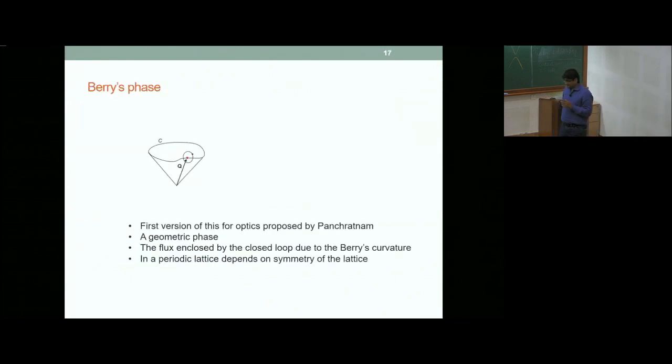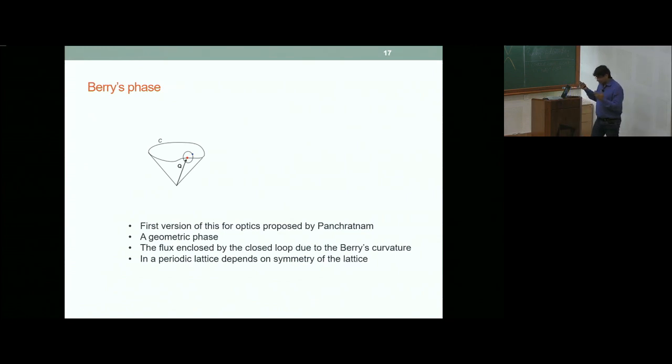So of course, Berry's phase itself is now used in different contexts, but some of the early ideas of Berry's phase were actually proposed by Pancharatnam in the context of optics, and it was much later generalized by Berry in a much broader way, which is why it's known as Berry's phase. So it's a geometric phase. In a parameter space, if you do cyclic paths, you can pick up a phase which can actually be measured.